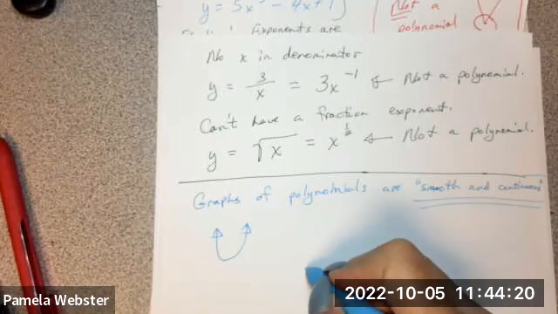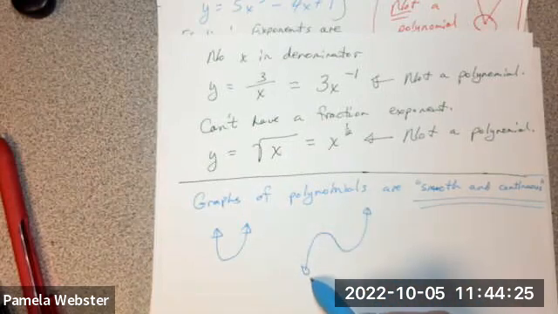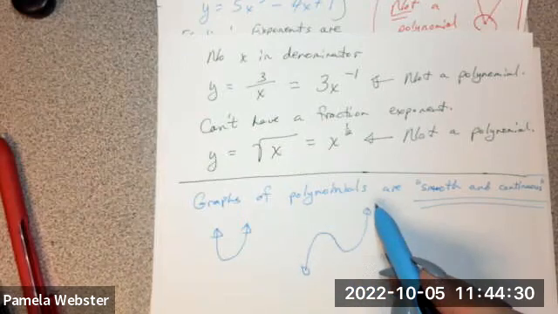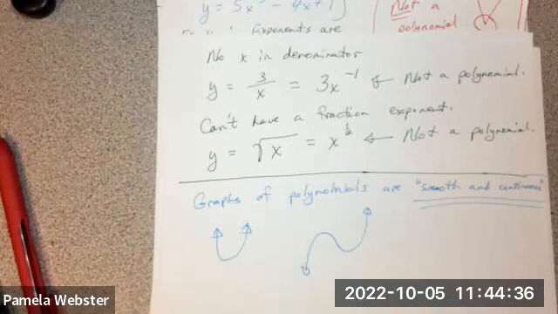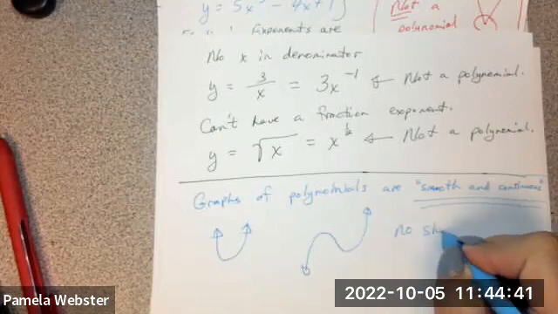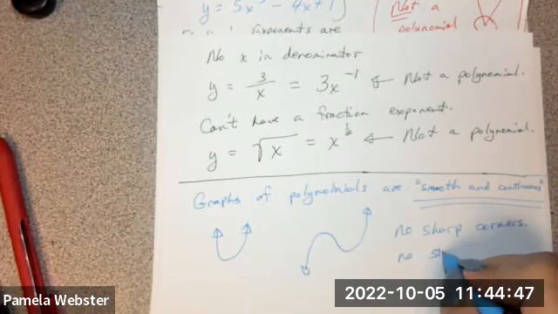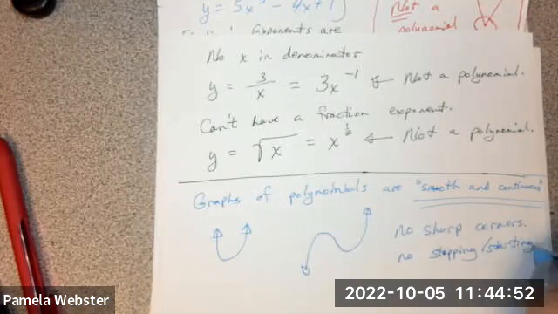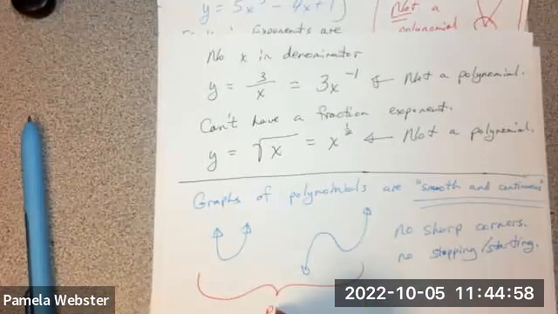What if it was x cubed, something like that? When I draw it, it's like this little S curve. I start and I go up and I come down and I go back up. No sharp corners. It's got these nice curvy corners where it turns, right? No sharp corners, and no stopping and starting. So don't pick up your pencil, basically. If I can do that and graph the entire thing, then it's a polynomial. So these two are polynomials.